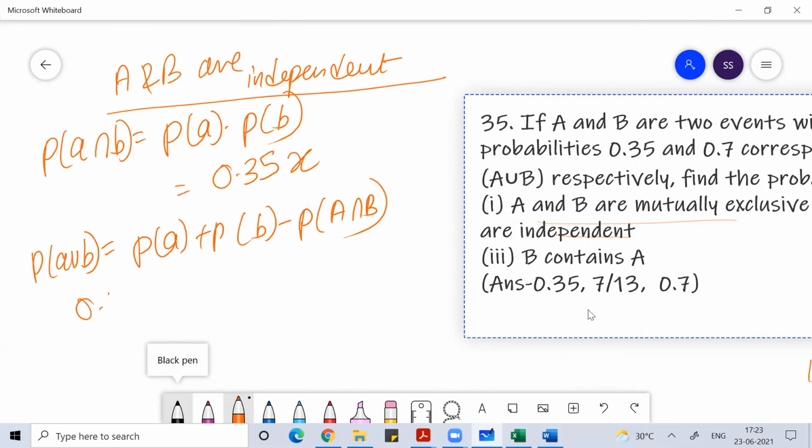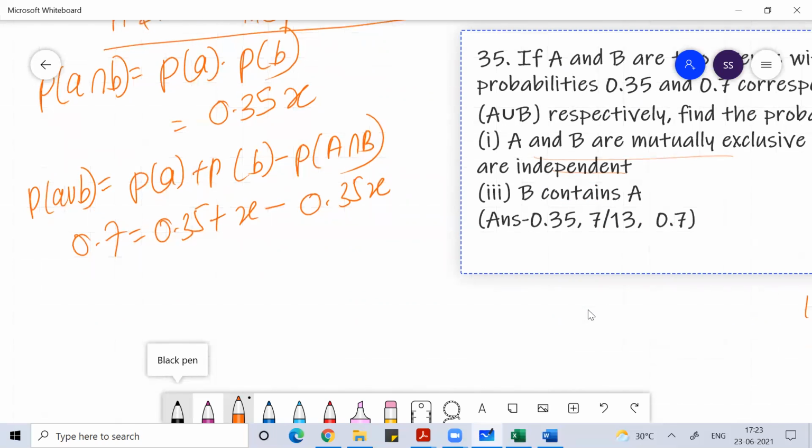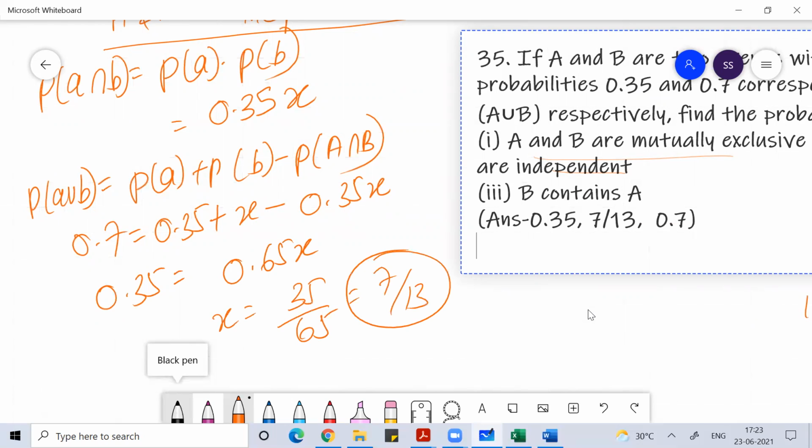A union B is 0.7, probability of A is 0.35, probability of B is X, and A intersection B you will get 0.35X. So you can solve this. This gives 0.35 is equal to 0.65X, so the value of X is 35 by 65, that would be 7 by 13. In the second case your answer would be 7 by 13. In the first case your answer was 0.35.